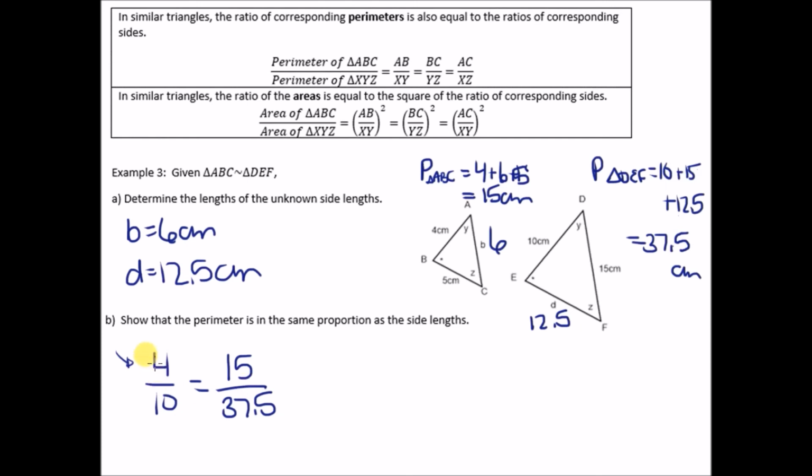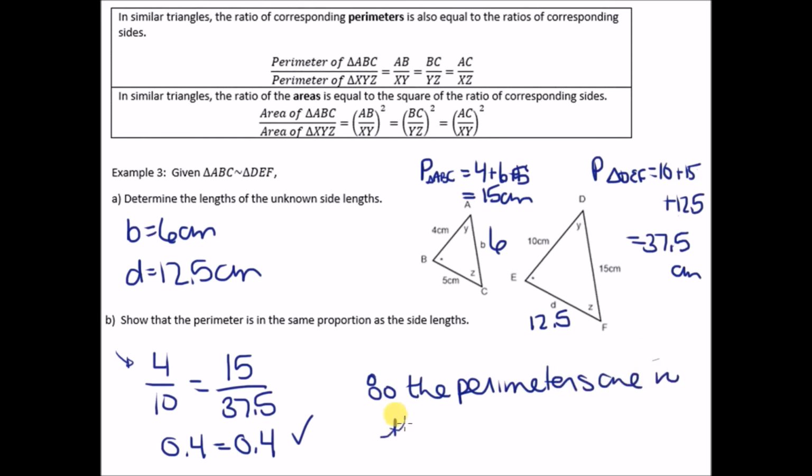Okay. So if we divide 4 divided by 10, we get 0.4. And if we divide 15 divided by 37.5, we also get 0.4. So what we did right here is we showed that the perimeters are in the same ratio or proportion as the side lengths.